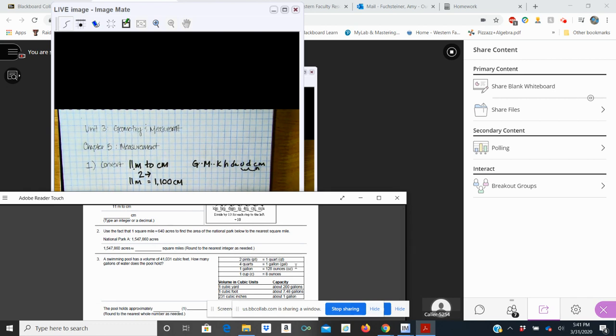All right, if 1 square mile is equal to 640 acres, determine if 1,547,860 acres is equal to how many square miles?